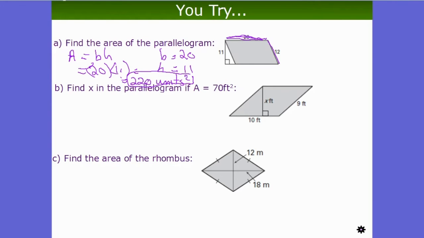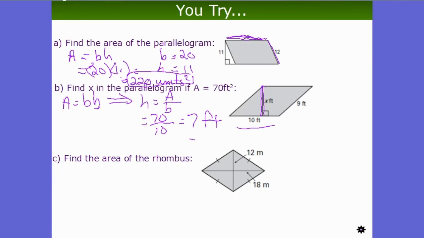Find x in the parallelogram if we know its area is 70 square feet. So you still start with the formula, which is base times height. Now I'm looking at this picture. X is actually the height, so I want to solve this for height, which means divide both sides by b. So height is area over base. Now make your substitutions. The area they gave us is 70 square feet. And the base, if you're using this as your height, is this piece here, 10 feet. So this will be 7 feet, and that will be x, the height.